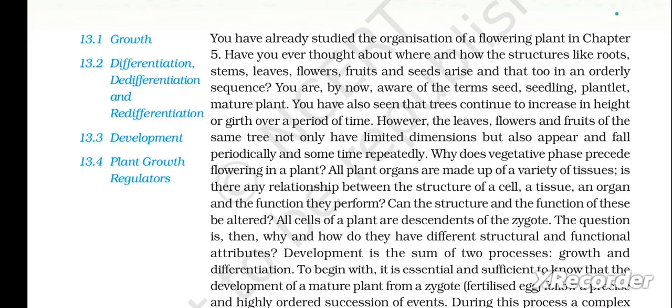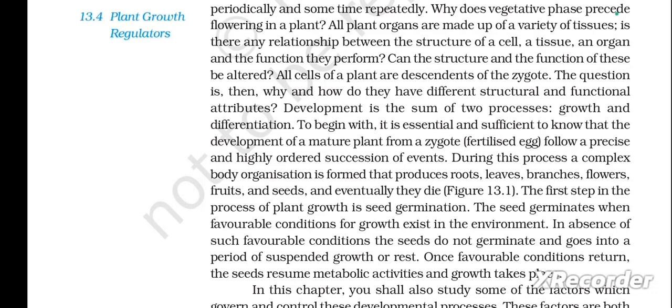To begin with, it is essential and sufficient to know that the development of a mature plant from a zygote, that is fertilized egg, follows a precise and highly ordered succession of events. During this process, a complex body organization is formed that produces roots, leaves, branches, flowers, fruits and seeds, and eventually they die. This we can see in figure 13.1.